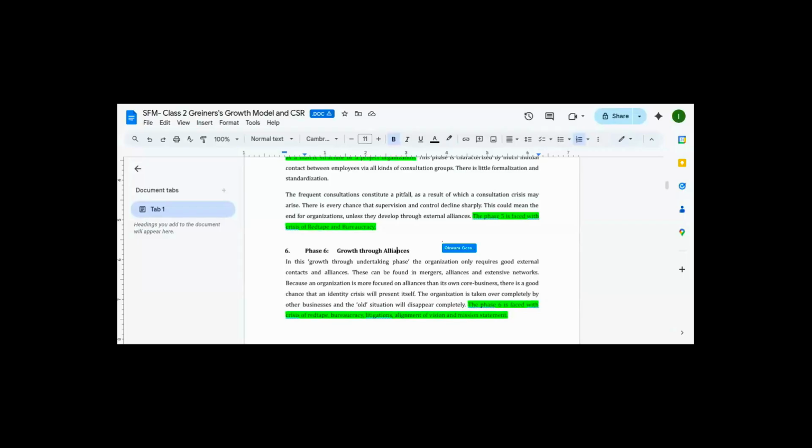Before you move to phase 6, sorry, I was raising my hand. Okay, I'm with you. You can ask your question. What is the difference between phase 4 and phase 5? They are both facing red tape and bureaucracy.